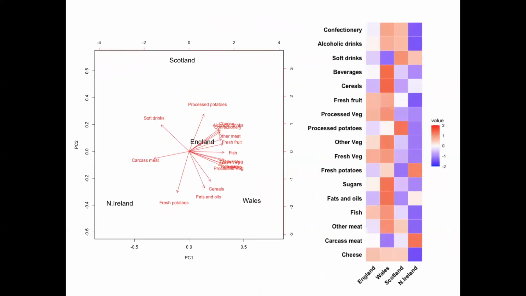So to help me walk through this, I'm going to bring up the original data set heat map. And let's just start with processed potatoes. I can see that arrow is kind of pointing away from England, Wales, and Northern Ireland and towards Scotland. And if I look at my original table, I see that Scotland is much more likely to consume processed potatoes than the other 3 countries. Similarly, if I look at fresh potatoes, that points down towards Northern Ireland. Wales is also kind of in that direction.